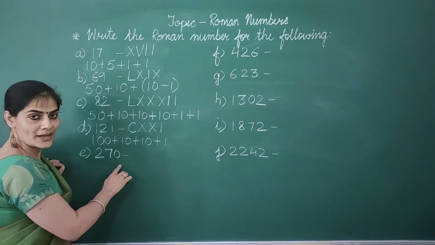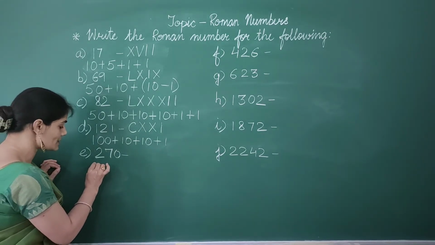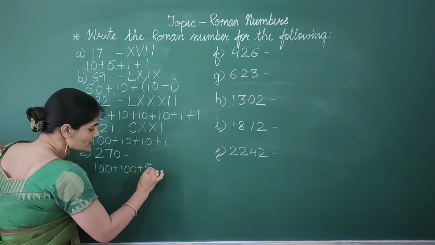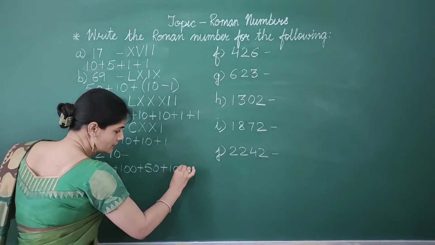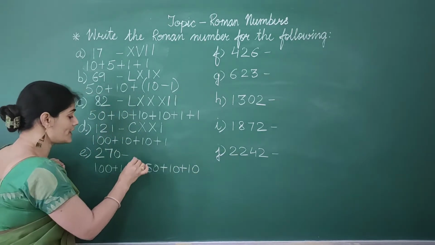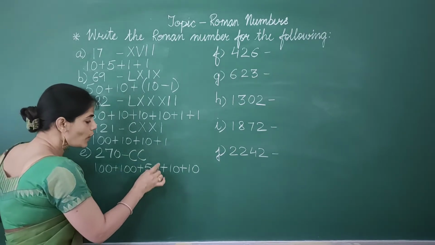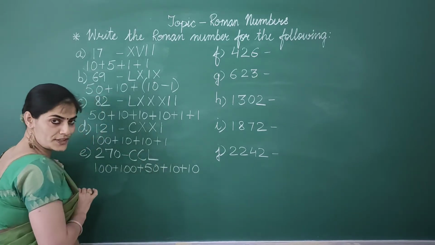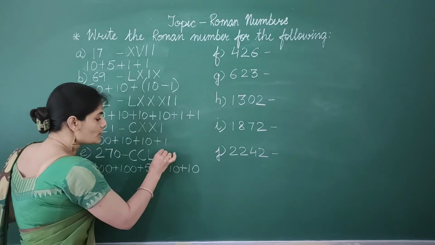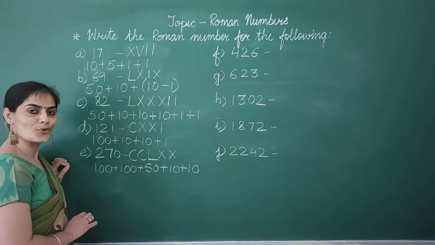Next one is 270. So 270 can be broken as 100 plus 100 plus 50 plus 10 and plus 10. So what is the symbol for 100, everybody? It is C. So 2 times I am going to write C. Then 1 time I am going to write the symbol for 50, which is L. And 2 times I am going to write the symbol for 10, which is X. So this is how we write 270 in Roman numerals.